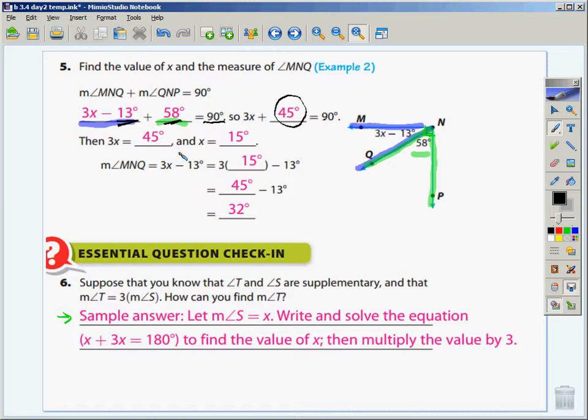I plugged the x back in, so I have 3 times 15 minus 13. So I had 45 minus 13, which gives me 32. If this is 58, this one would have been 32. 32 and 58 should add up to equal what? 90. And it does. Other questions?